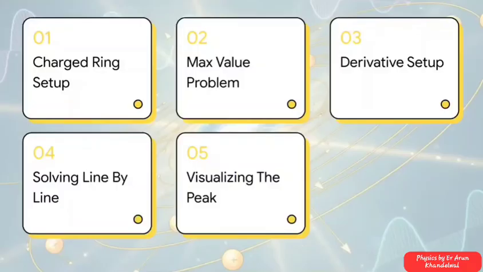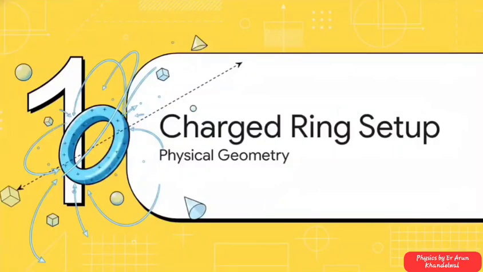Let's get into it. Okay, real quick, here's our roadmap for today. 1. The charged ring setup. 2. The maximum value problem. 3. Setting up the derivative. 4. Solving line by line. And finally, 5. Visualizing the peak. All right, Section 1, the charged ring setup.